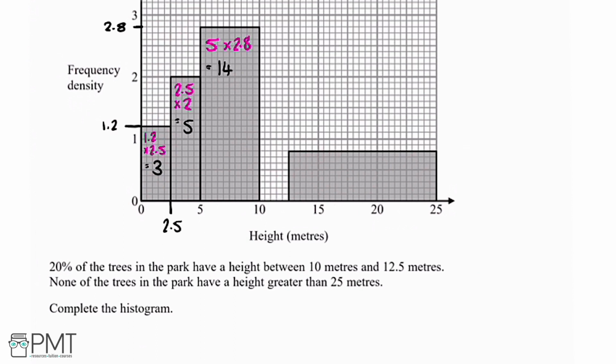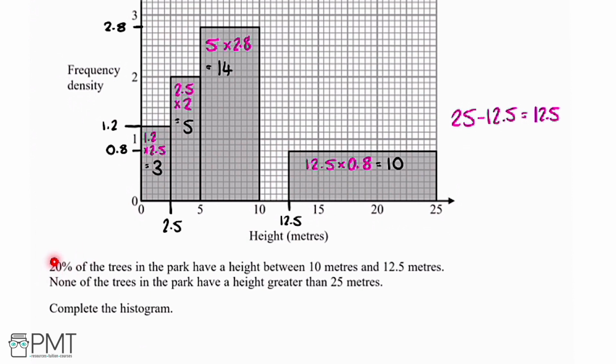And lastly, this bar here. So we're going from 12.5 here, so it's halfway between 10 and 15, up to 25. Okay, so if we do 25 minus 12.5, that's going to give us 12.5. So we know we need to multiply by 12.5, and the height up here goes along to 0.8, which gives us 10. Okay, so we need to do a bit more thinking now.